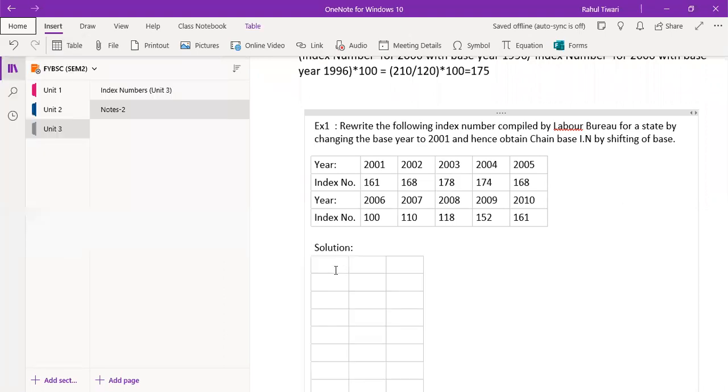So first we have a year. Second one, we have an index number. And then we have to rewrite the index number. So again, it is index number. Okay. Again, it is index number.